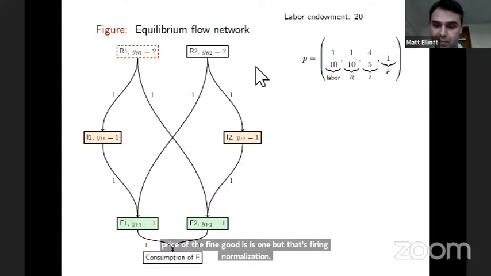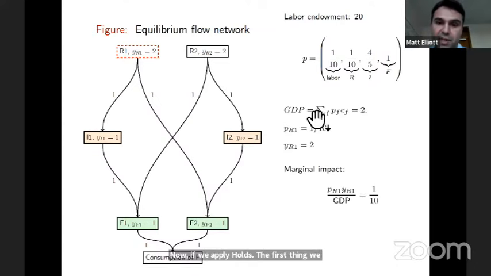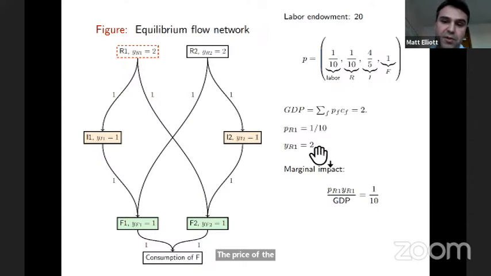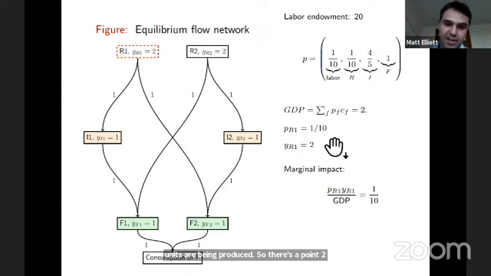Now, if we apply Holton's theorem, the first thing we need to calculate is GDP. Here, GDP just depends on the overall value of final goods being produced. There's only one final good. There are two units being produced. It has price 1, so GDP here is 2. The price of the shocked R good is 0.1, and two units are being produced, so there's a 0.2 impact in terms of the value of this sector, the value of this industry. But GDP is 2, so we divide by that, and the marginal impact is going to be 1/10. Okay, so this is Holton's theorem.